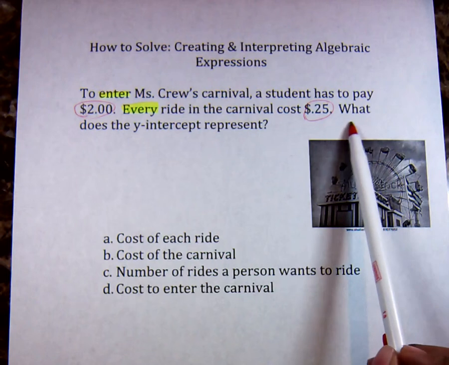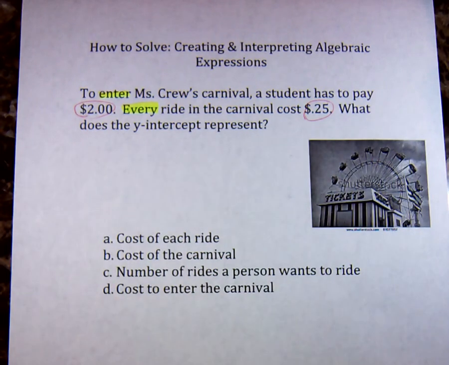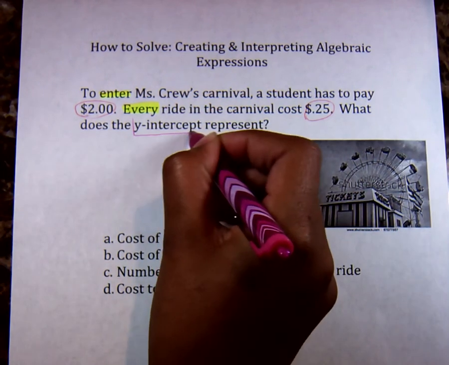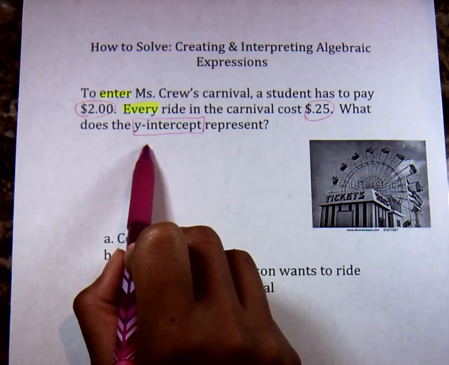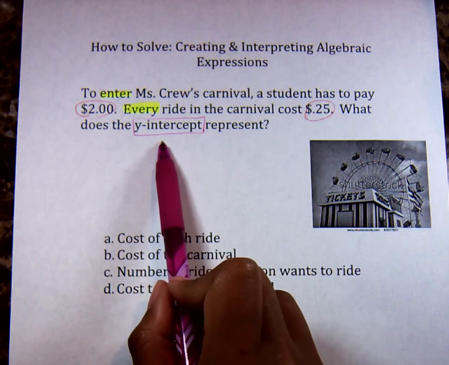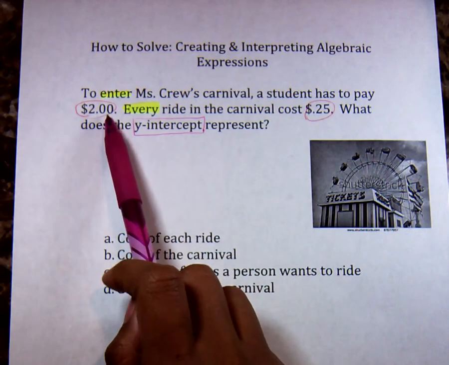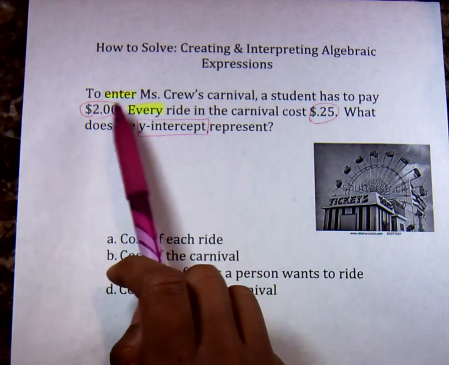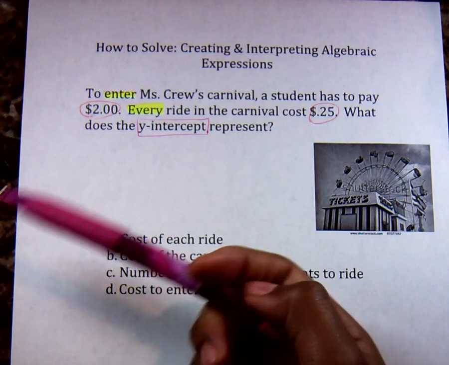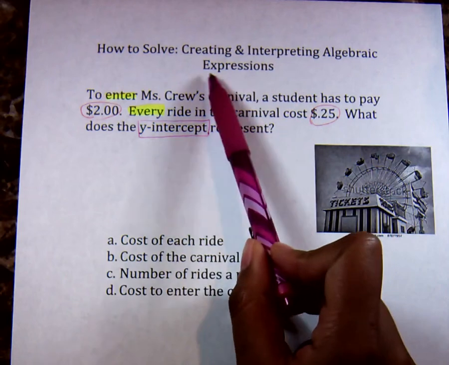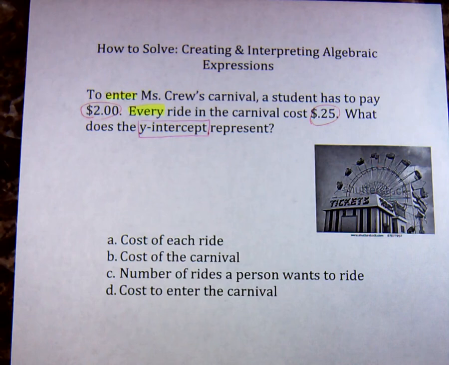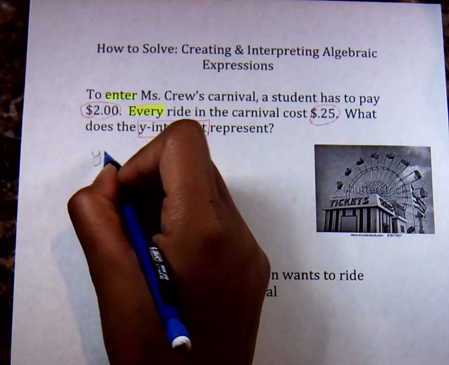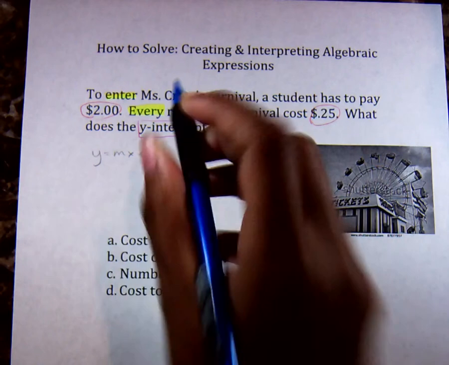Now I'm here at the final question. What does the y-intercept represent? In this case, I'm going to box y-intercept because that is my vocabulary, and that's what this problem is asking me to solve, the y-intercept. And because it's asking me to solve the y-intercept, and I see here that it's also giving me numbers, I'm going to take an educated guess, and my educated guess is, and the problem is also interpreting algebraic expressions, that I need to use my slope-intercept formula, which is y equals mx plus b.